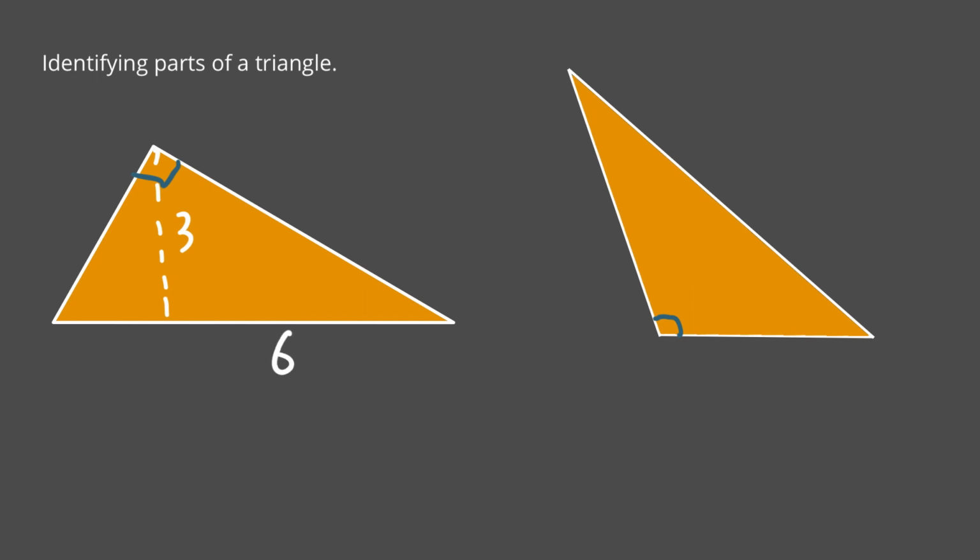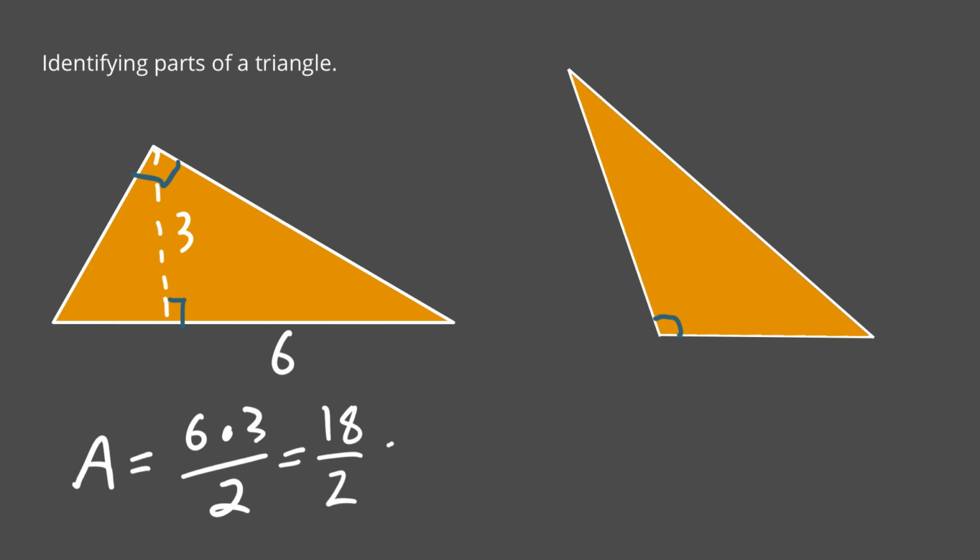Now this may look weird because everything's at an angle, but it's not. Since we have a vertical height of 3 and a base of 6, we can plug it straight into our equation. So our area is going to be base, which is 6, times our height of 3, all divided by 2. That simplifies to 18 over 2, which is 9.